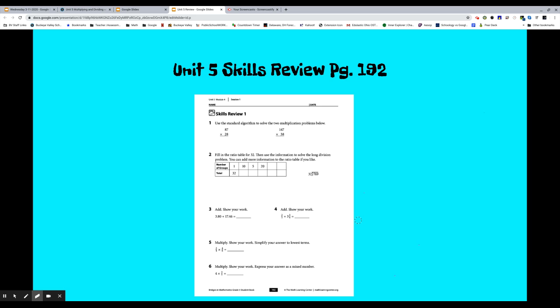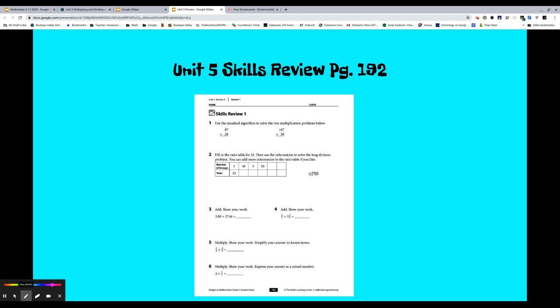Number 2 is a ratio table, and we're using the ratio table to help us solve the long division problem. And we are going to use that information to help us solve it using the long division algorithm. So I'm not going to use that exact problem, but I am going to make up another problem to show you how we would do this.